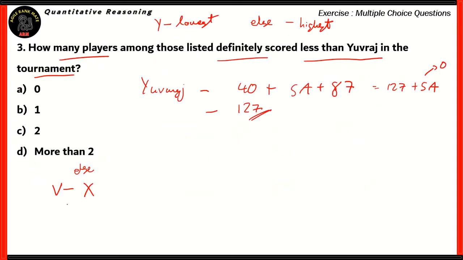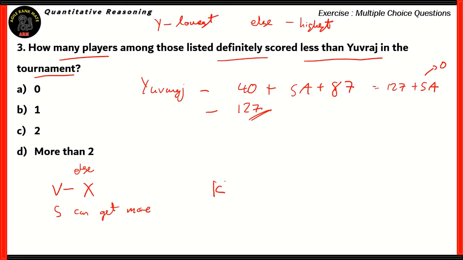So therefore, since Saurav can get more, and if the score against Pakistan is more than 2 runs, then Saurav definitely can get more than Yuvraj when it comes to score in the tournament. So therefore, Saurav is also discounted.